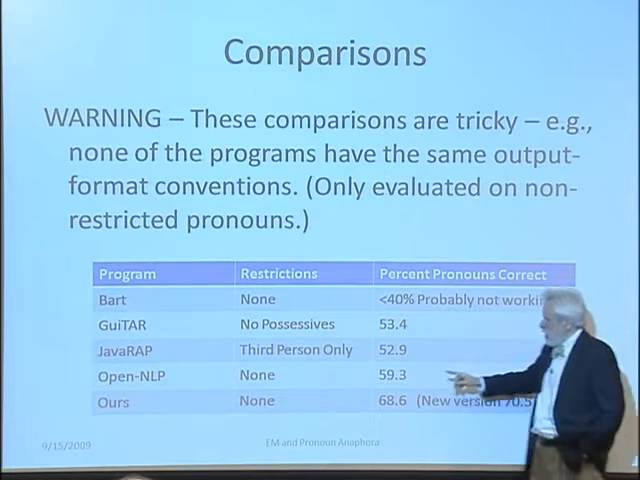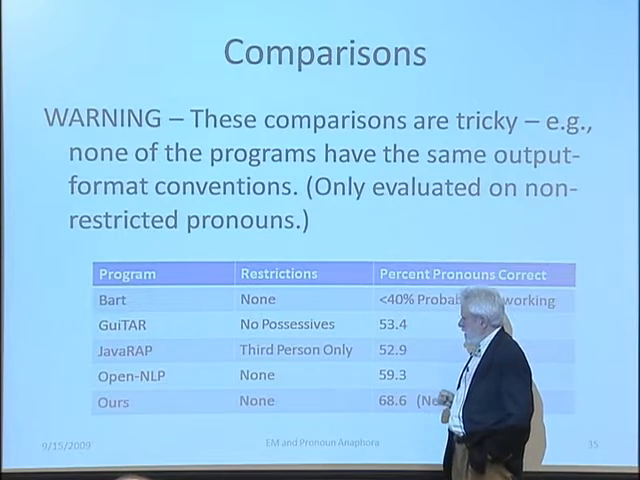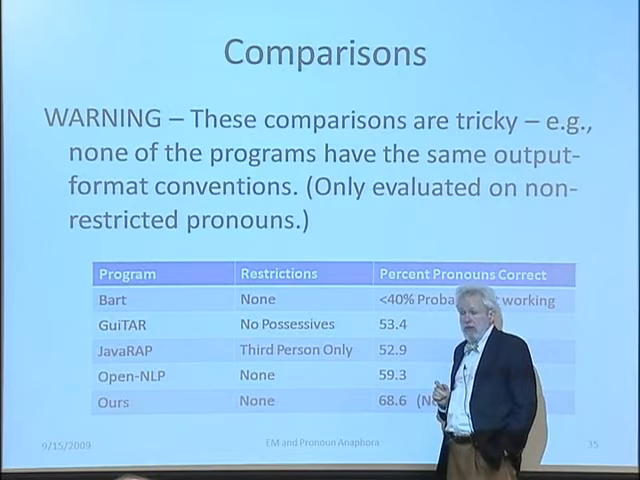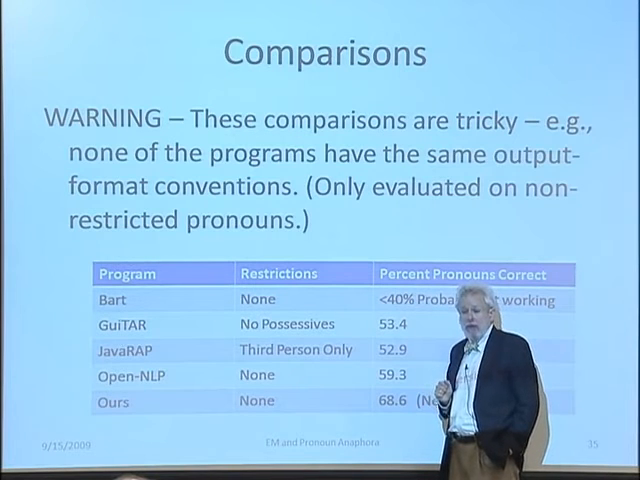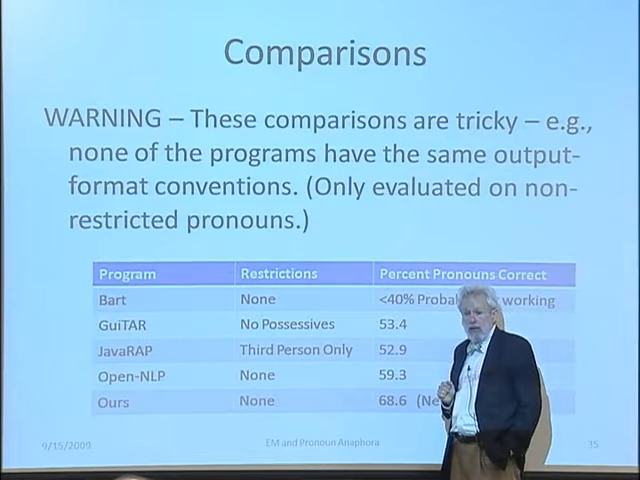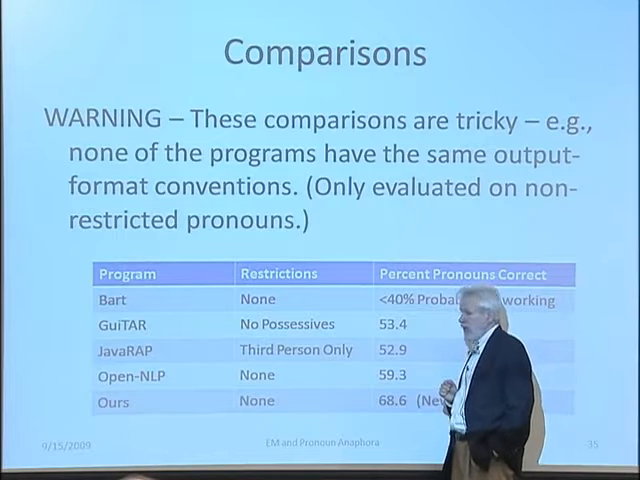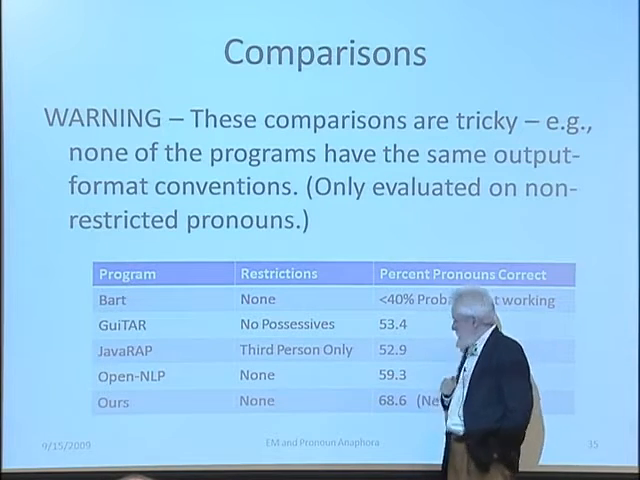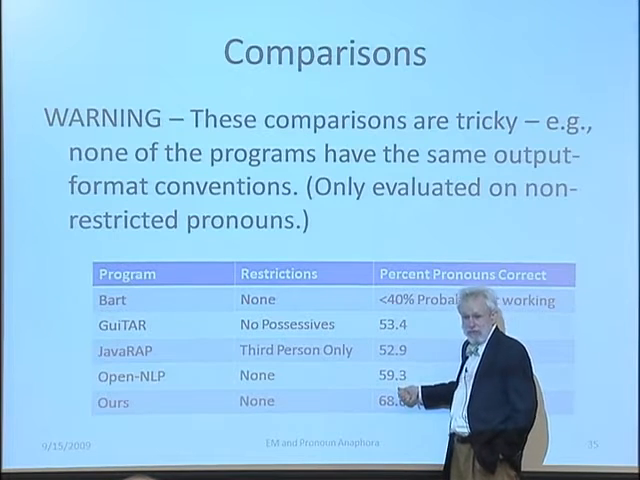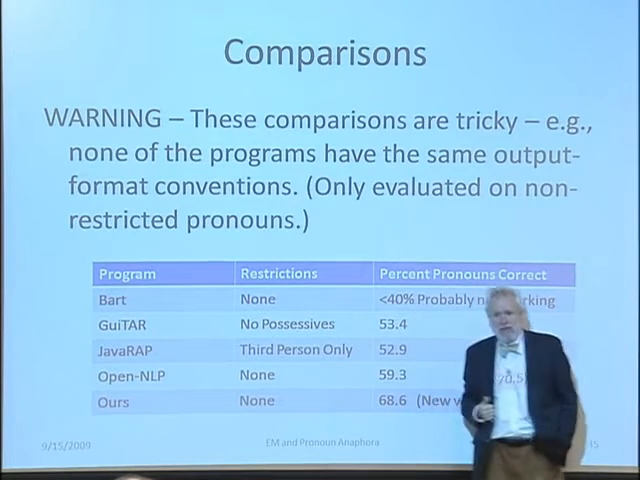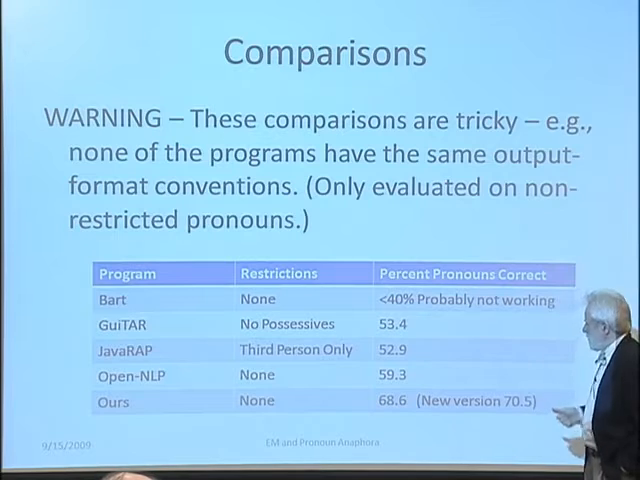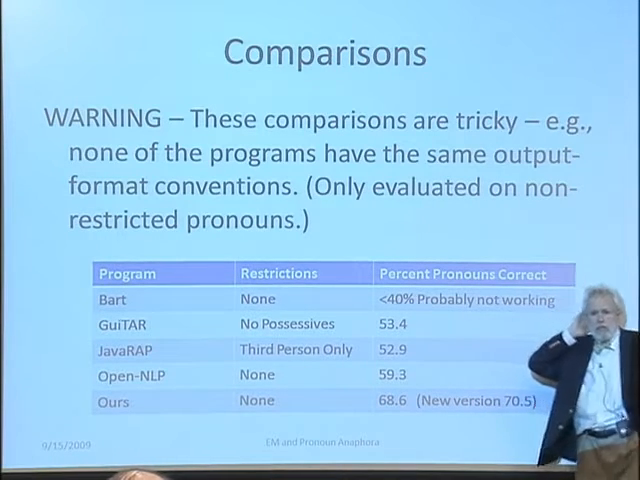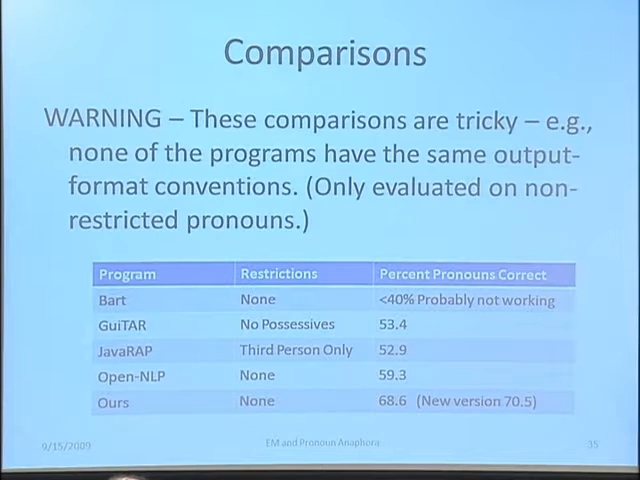Of the previous work, the best was OpenNLP. OpenNLP initially did worse. We found that there was a bug in its output. We wrote to the fellow who maintains it. He did respond, fixed the bug, and this is the result after the bug fix. Our program clearly does much better than all of them. That's a huge difference.